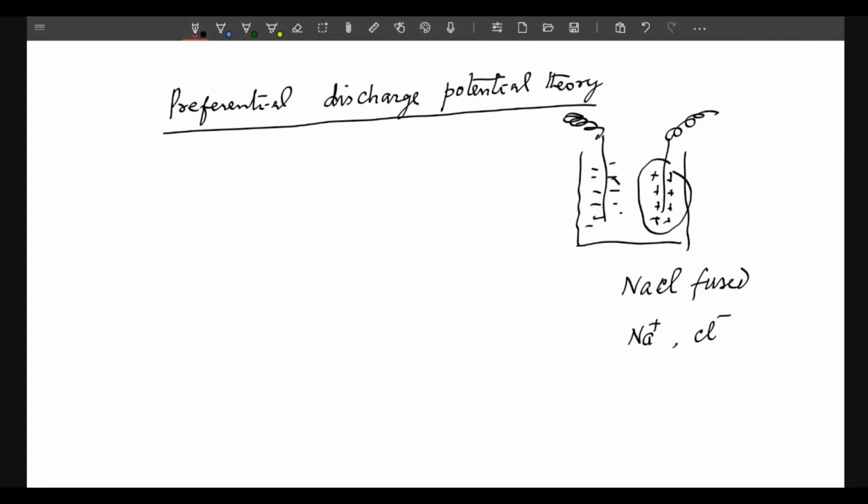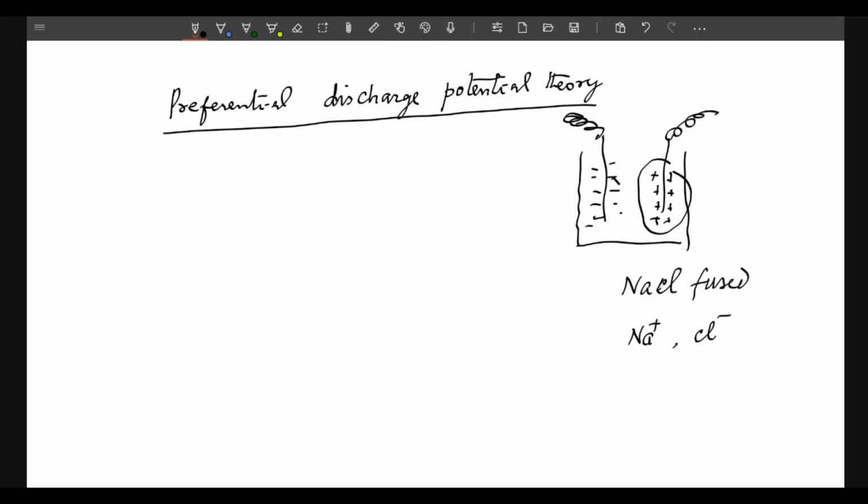Ions with the lowest discharge potential are preferentially discharged at that electrode. This is the potential theory, this differential discharge potential theory.